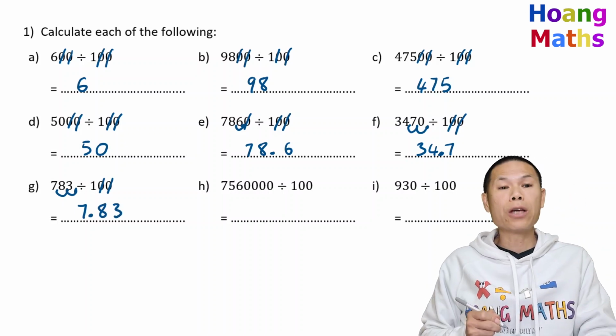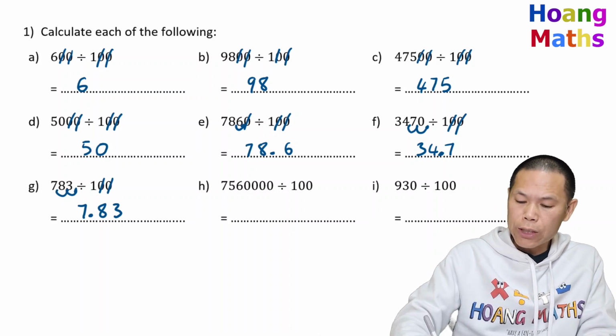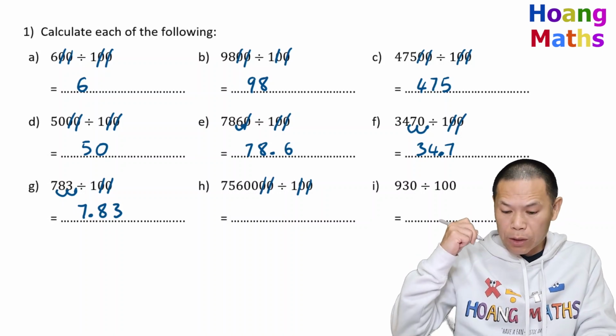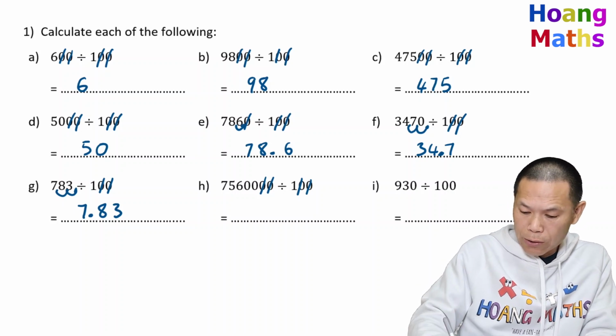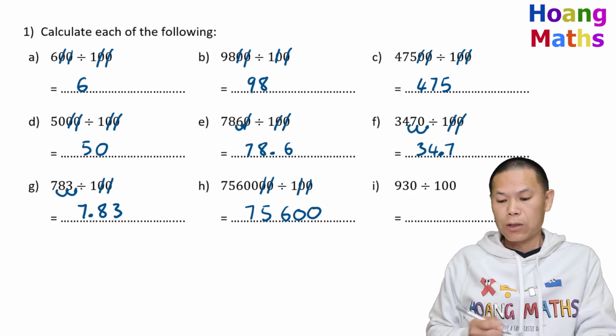7.83. There you go. H. So we divide by 100. We can just cancel this with this. This with this. So there you go. So that becomes 75,600. So there you go.